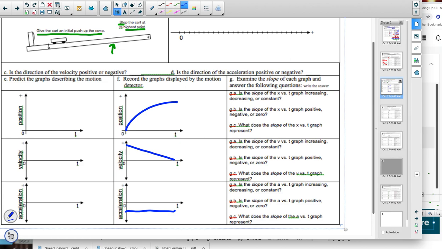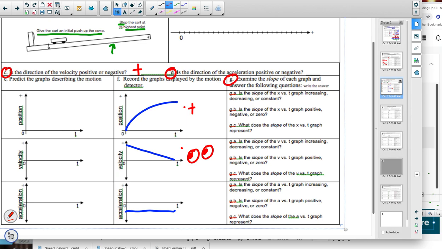Now, when filling out the other sections, section C says, is the direction of the velocity positive or negative? Well, we know that the slope of a position versus time graph is the velocity. Since this is a positive slope, we can say it's a positive velocity. Or we could look here and notice that these velocities are above the time axis instead of below, so that's a positive velocity. Let's get back to sections D and C later.